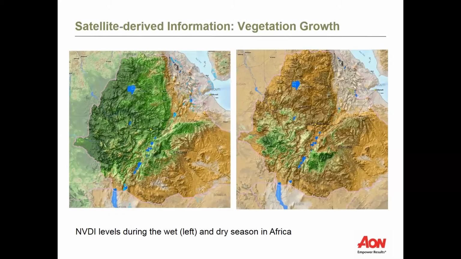This is just an idea of the vegetation indexes that you can get. This is the NDVI, and basically this is just showing the seasonal growth. So one is during the wet season after the crops have grown, and the slide on the right is showing the dry season, and you can quickly tell the difference in the NDVI there and the crop growth.